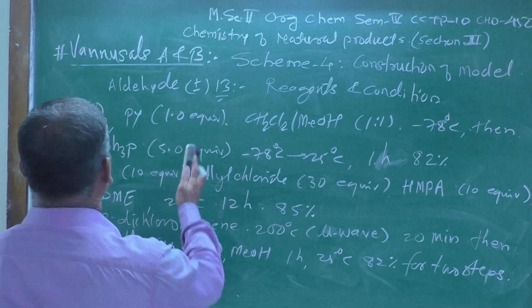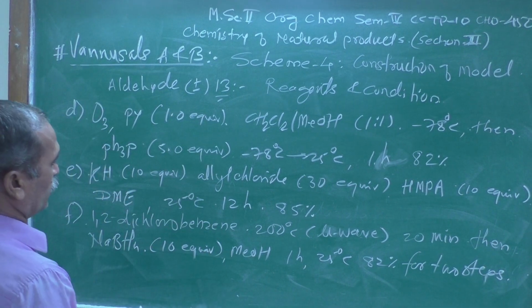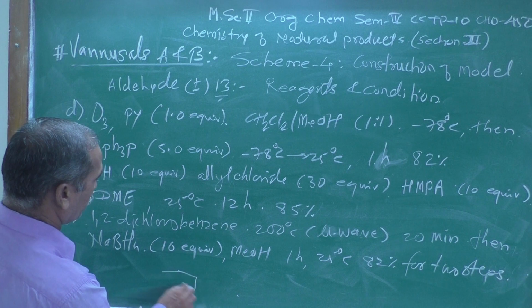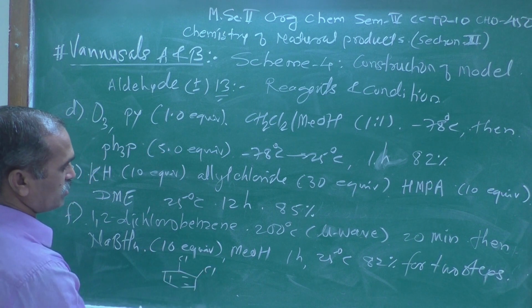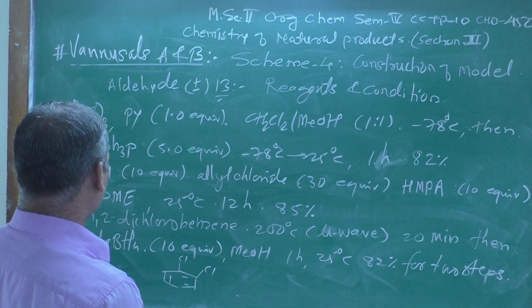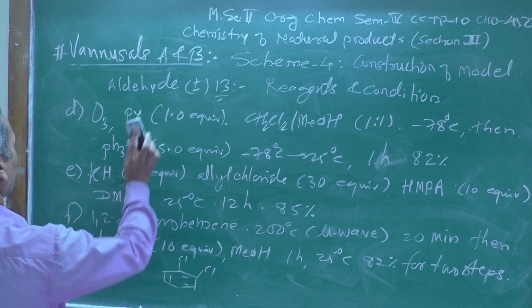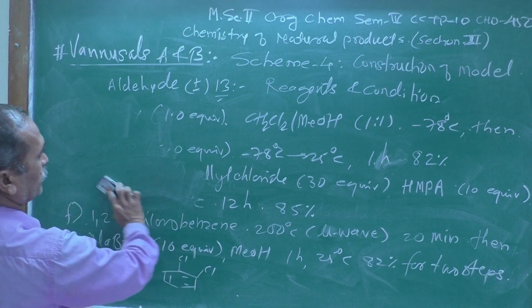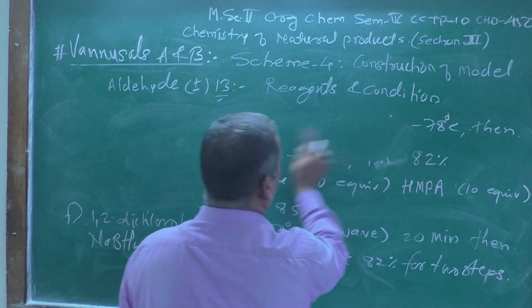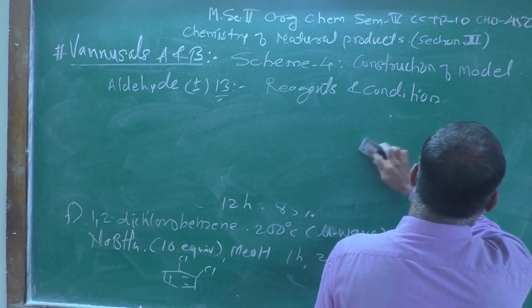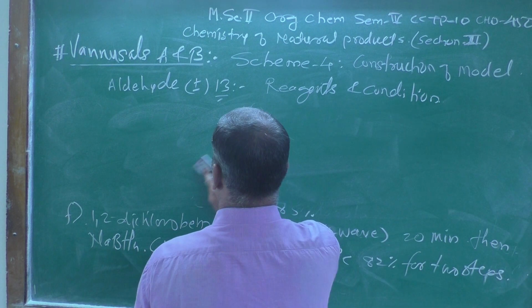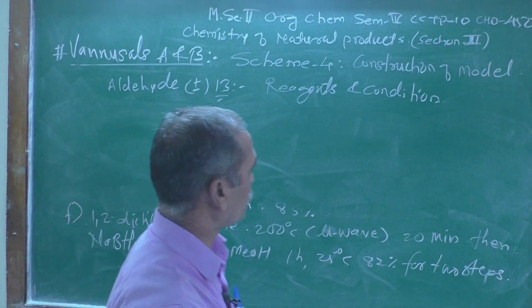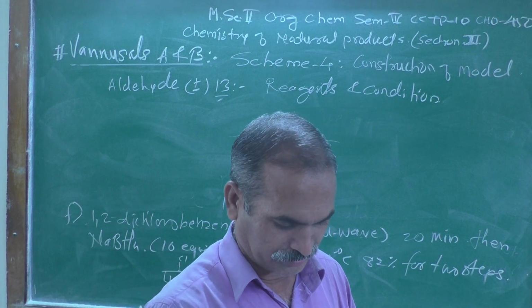Let us see the next reagent. Here 1,2-dichlorobenzene. Everybody knows the structure of benzene, with chlorine at 1 and 2 position. This is the structure of 1,2-dichlorobenzene as we know. Now let us see the rest of the reagents. What are those reagents? How are they added? What will be the reaction conditions, because we are discussing reagents and the conditions.